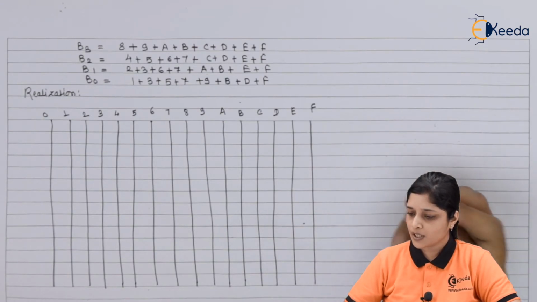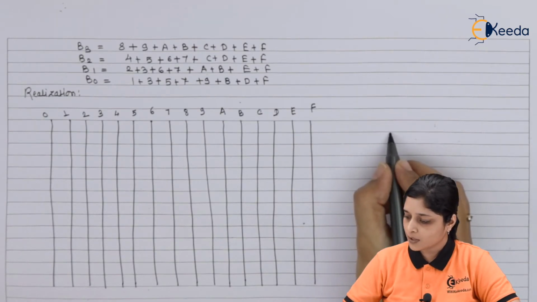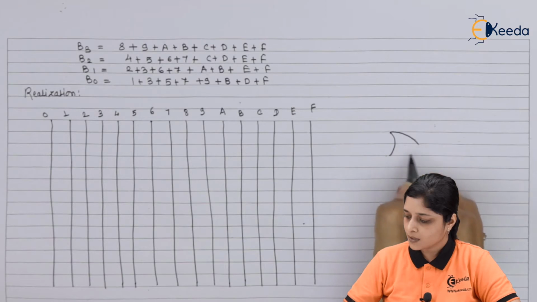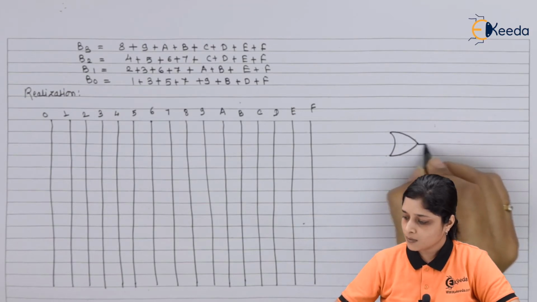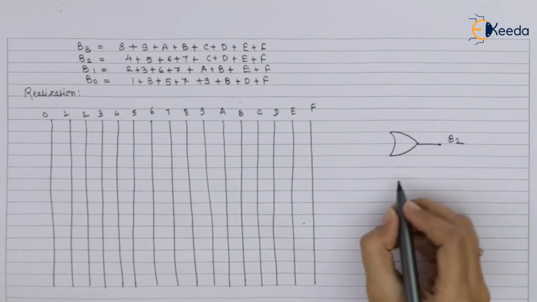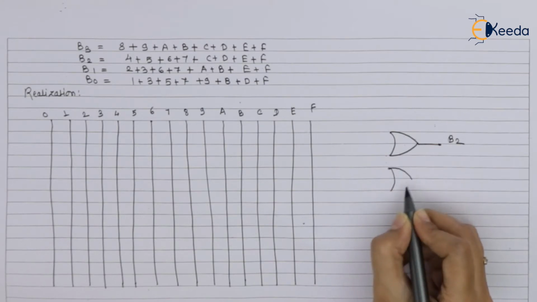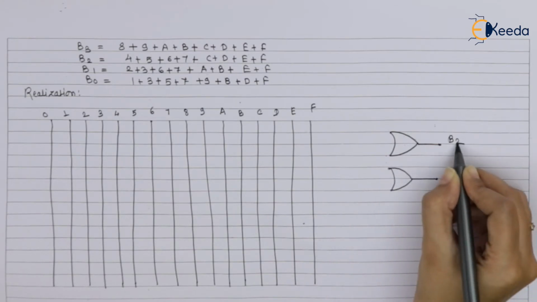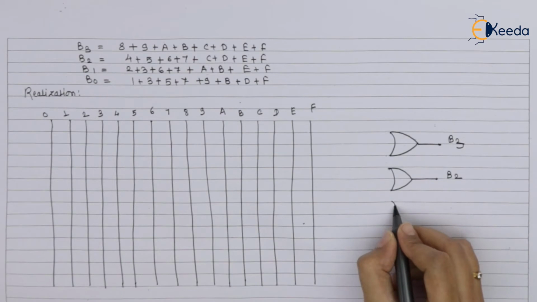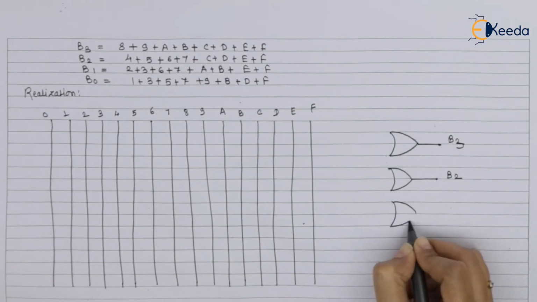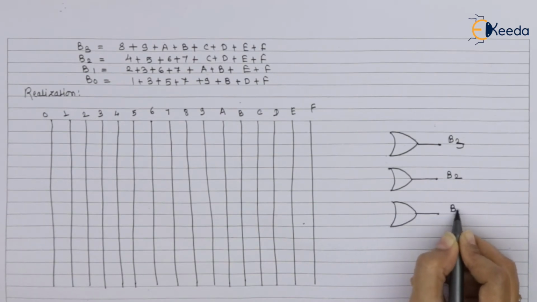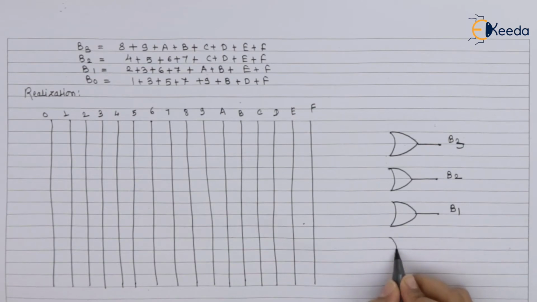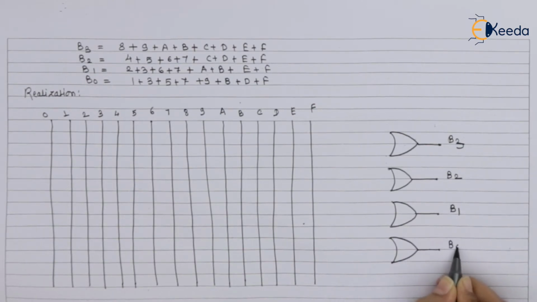Now at the output side you can draw the OR gates. This is for your B3. This OR gate is for your B2. This OR gate is for B1, and this is the OR gate which is used for B0.